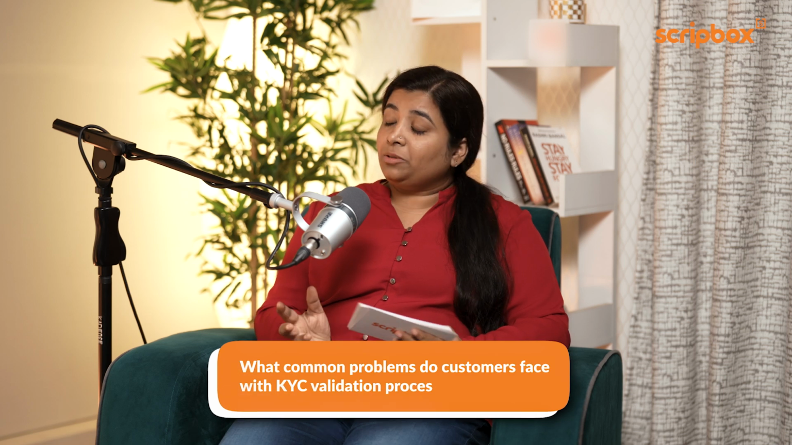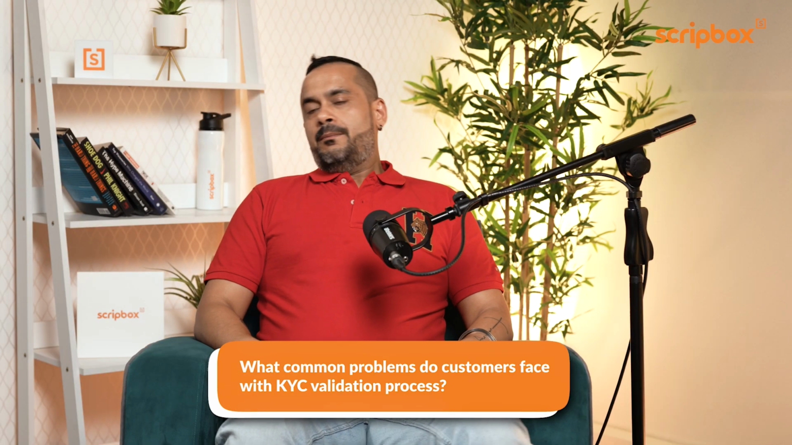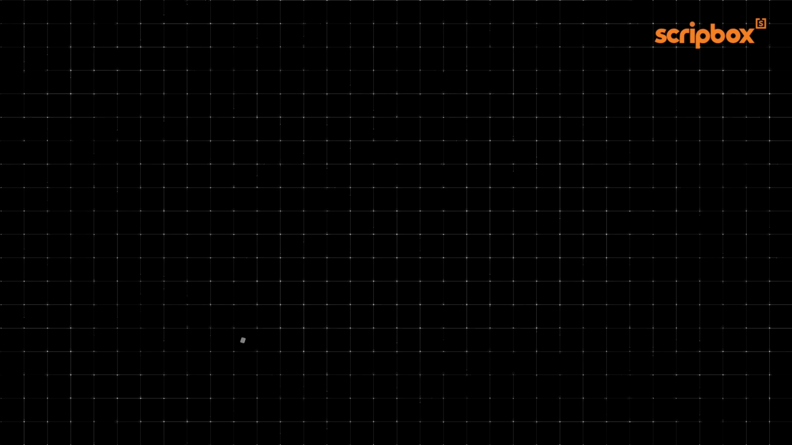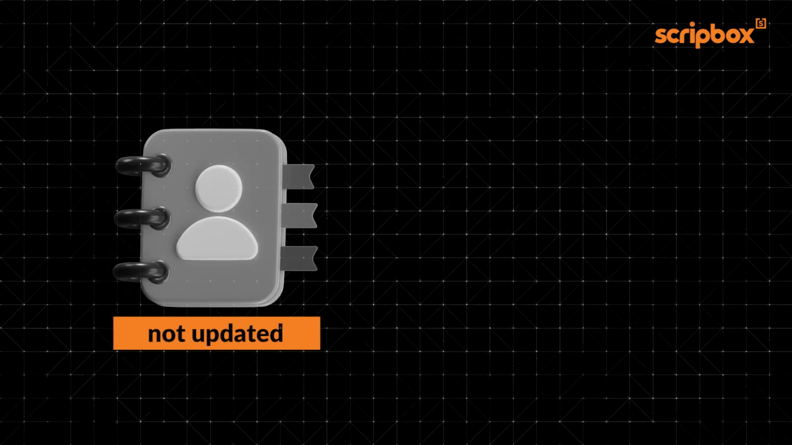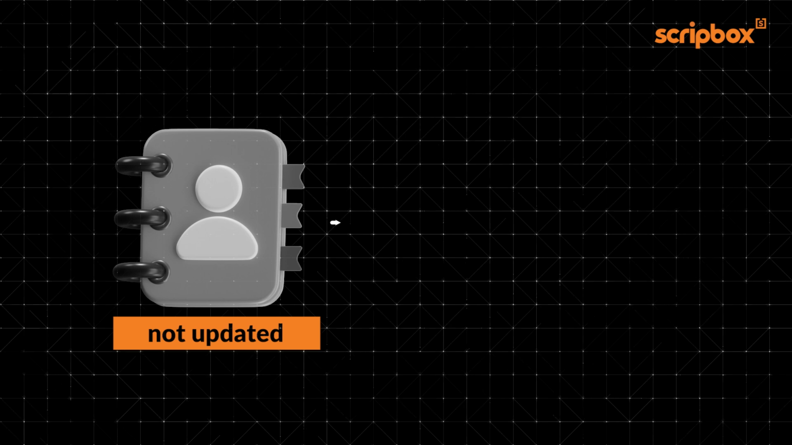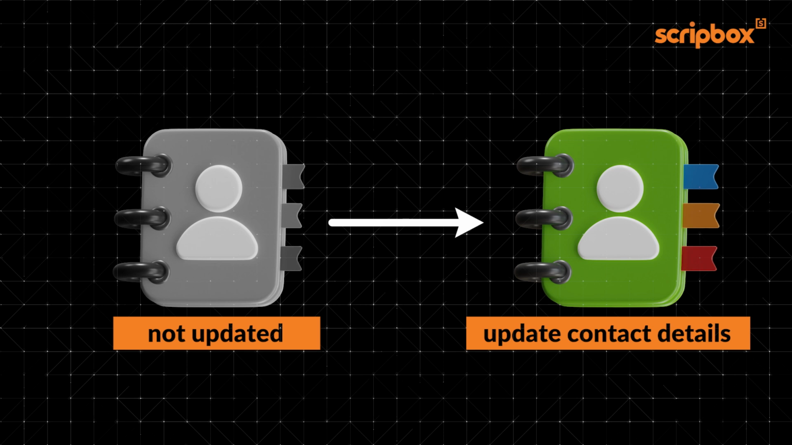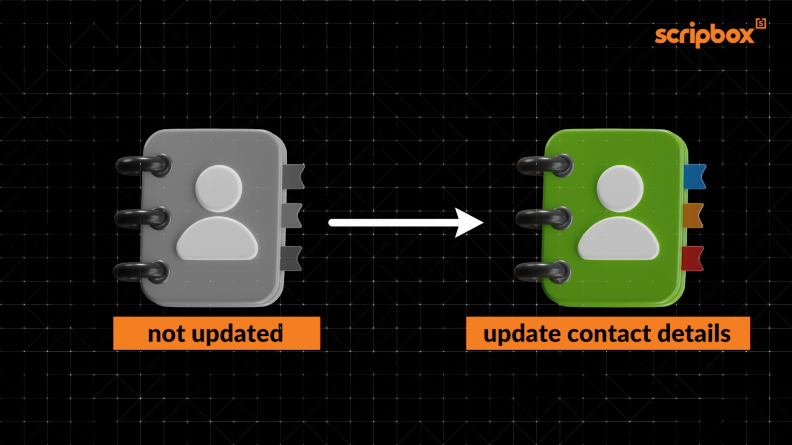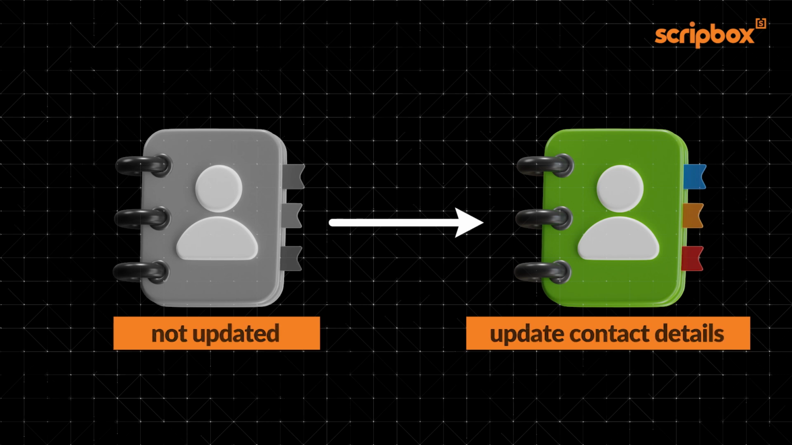Perfect. So, what common problems do these customers face with this KYC validation process? So the biggest problem is customers have not updated their contact details in the KRA database. Because the contact details are not updated, the process of validation will obviously not get completed by the KRA or the customer. So the solution is that the customer has to approach and get their contact details updated. If they get their contact details updated, the process will actually get done.